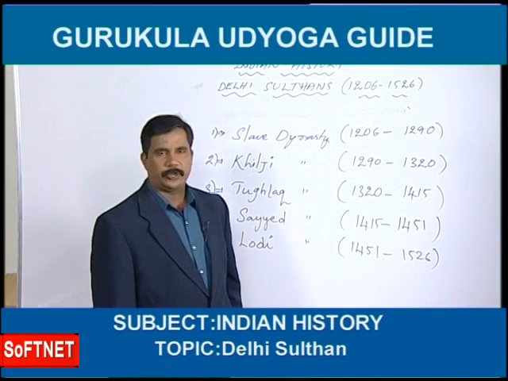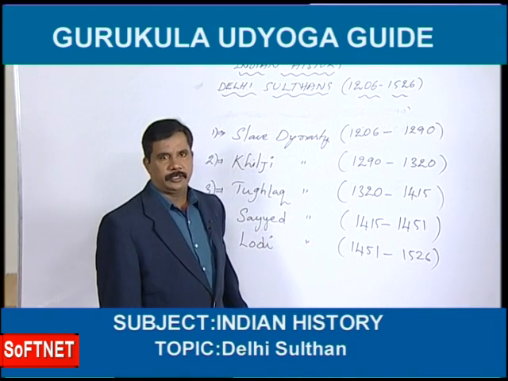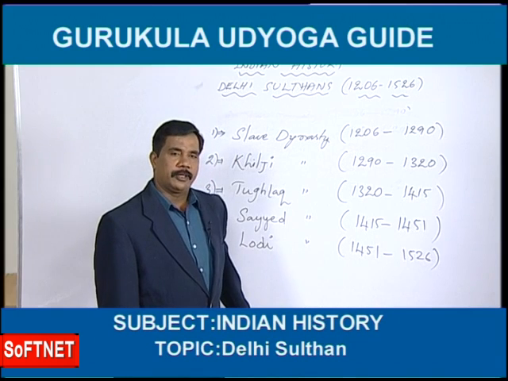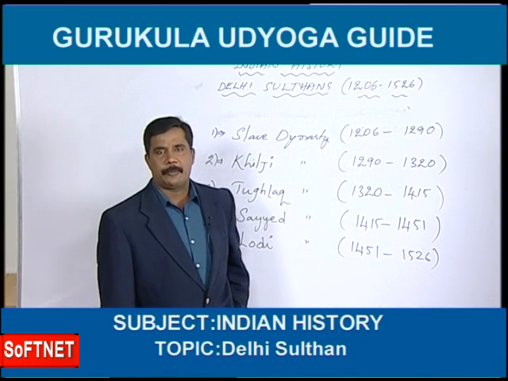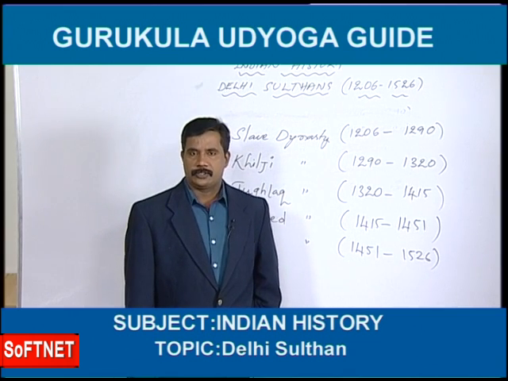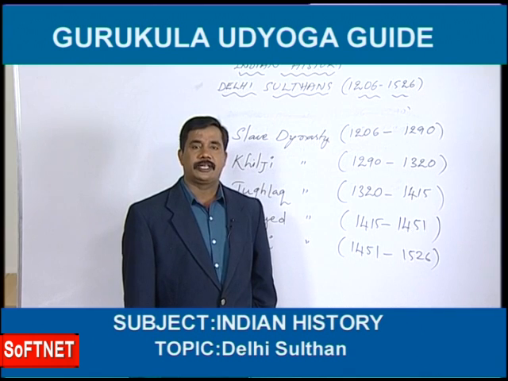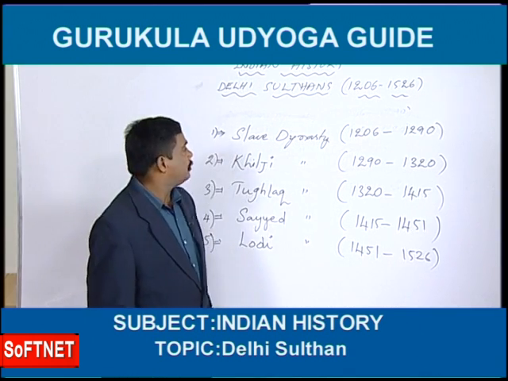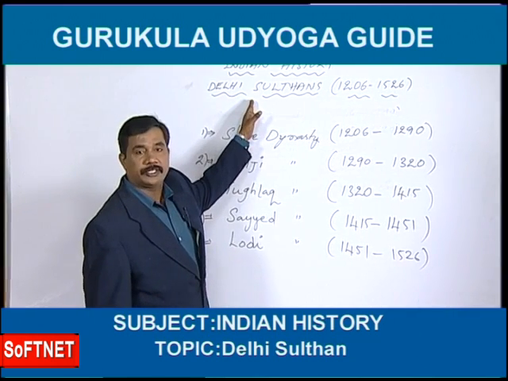Today we are going to explain the Delhi Sultans. Delhi Sultans means those who ruled India from the capital Delhi. The Delhi Sultans are the first Muslim dynasty in India.